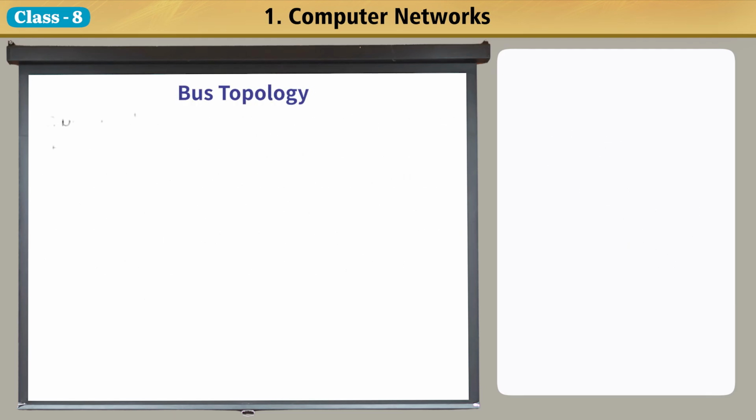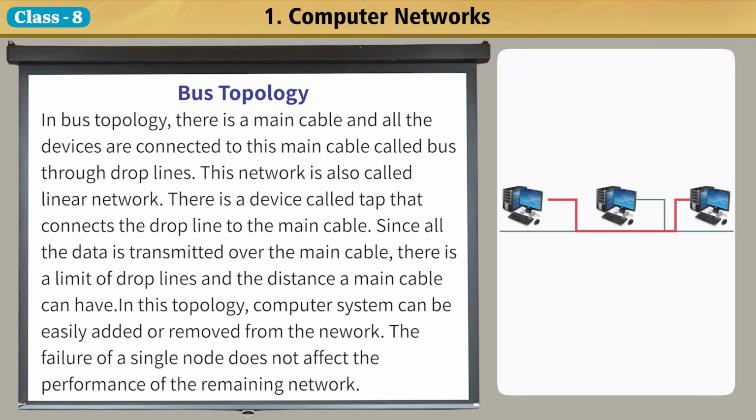Bus topology. In bus topology, there is a main cable and all the devices are connected to this main cable, called bus, through drop lines. This network is also called linear network. There is a device called tap that connects the drop line to the main cable. Since all the data is transmitted over the main cable, there is a limit of drop lines and the distance a main cable can have in this topology. Computer systems can be easily added or removed from the network. The failure of a single node does not affect the performance of the remaining network.